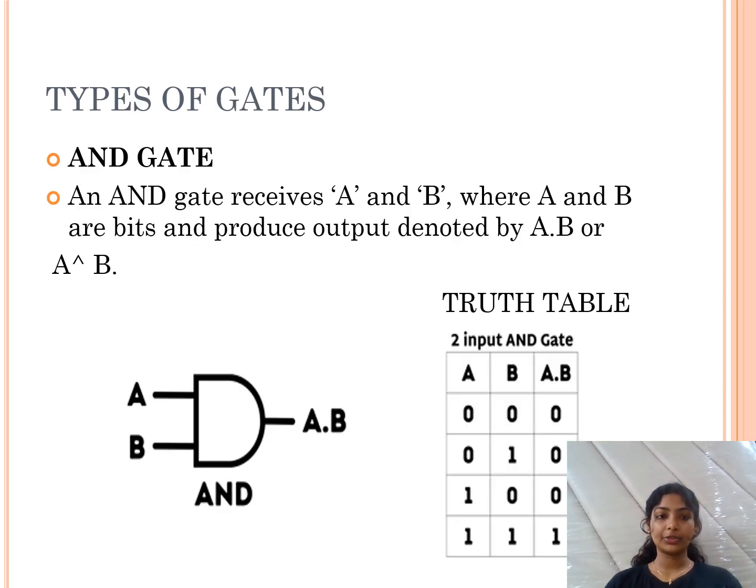Now coming to types of gates, we have the first gate, AND gate. An AND gate receives A and B inputs, where A and B are bits, and produces an output denoted by AB. Here in the diagram you can see the logic diagram of the AND gate and also the truth table for the AND gate.